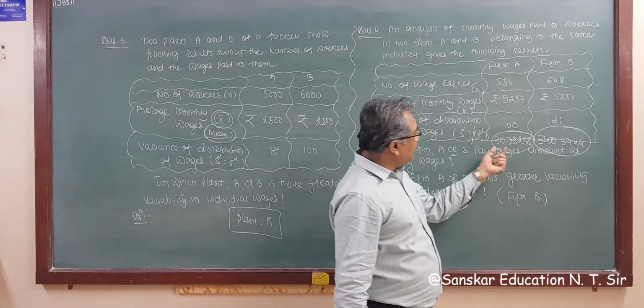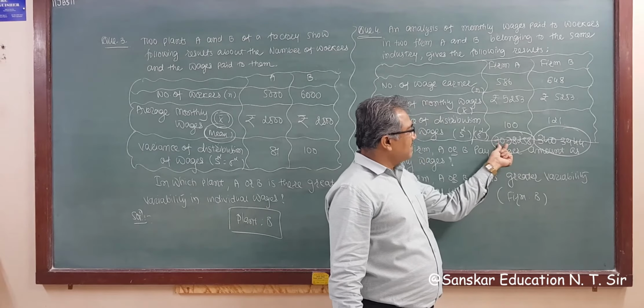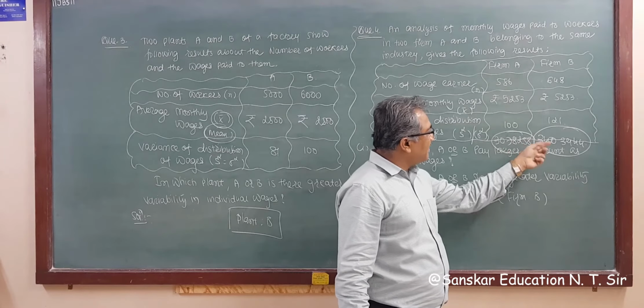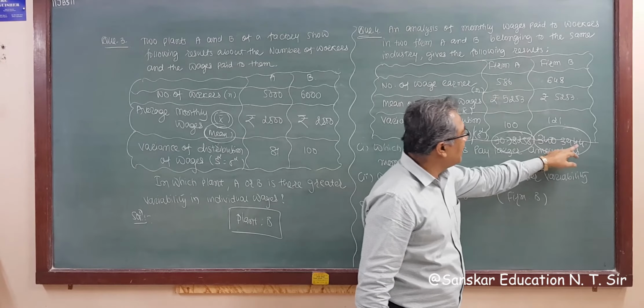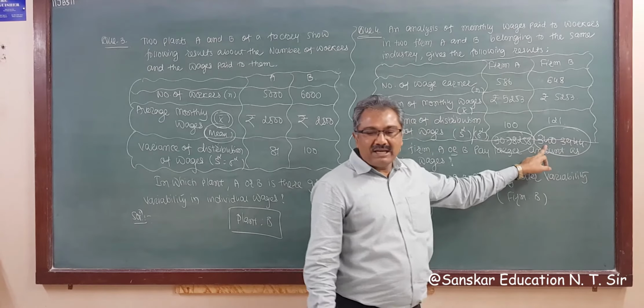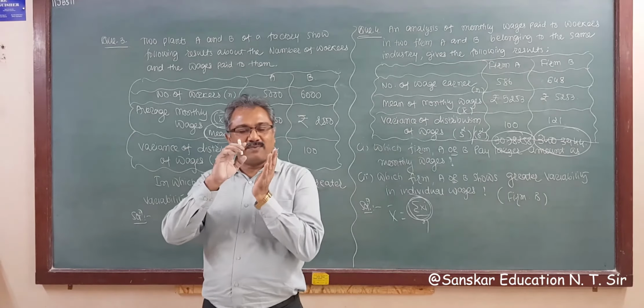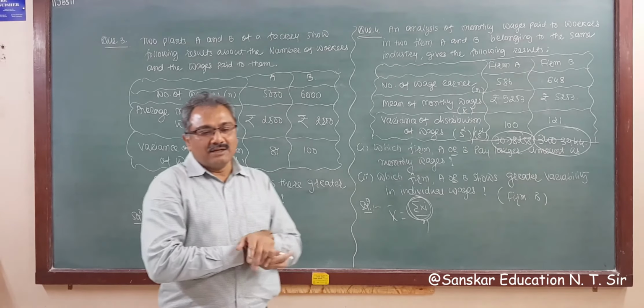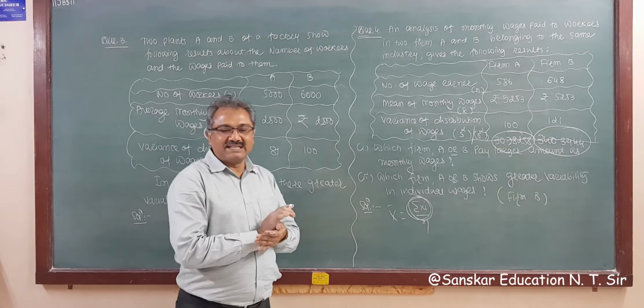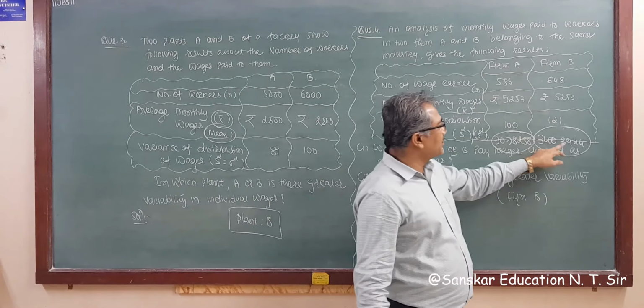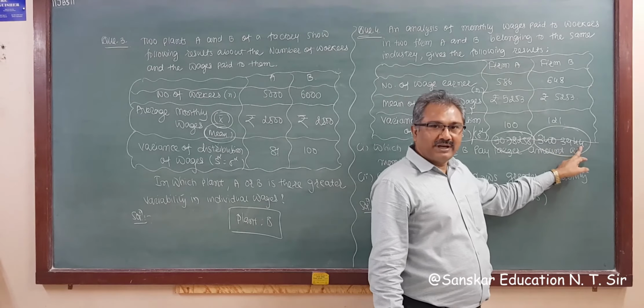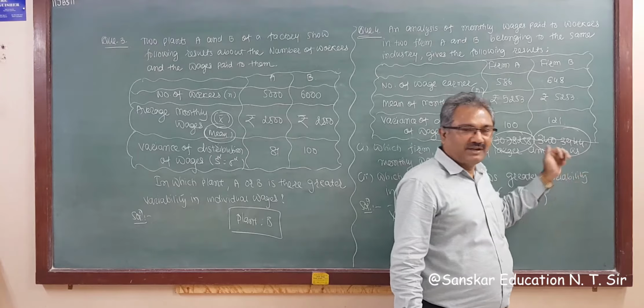Here you can see that this is 3078258 and this is 3403944. So firm B pays a larger monthly amount of wages, that is 3403944. Okay, got it? Thank you.